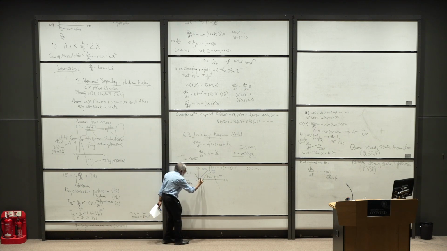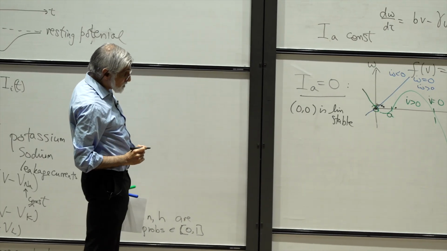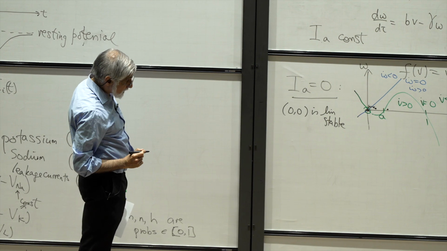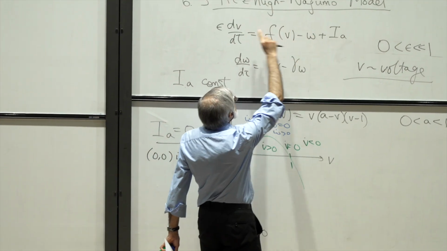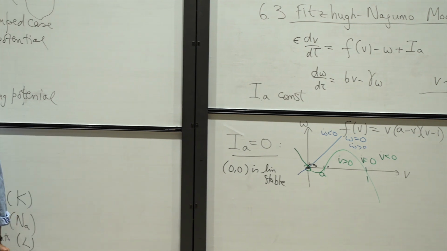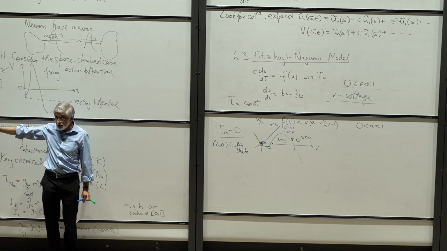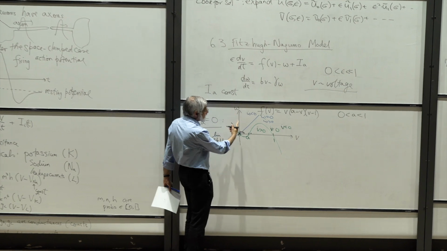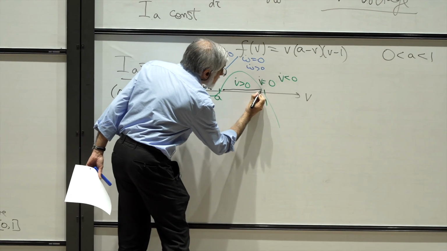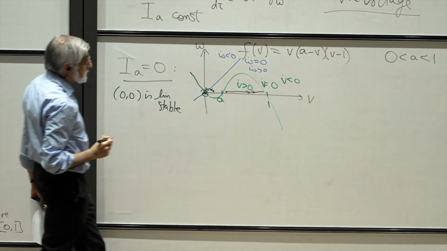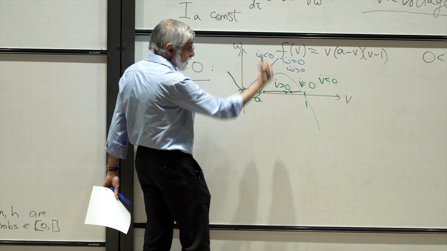What would happen if I perturb to here? Now V dot is positive, W dot is positive, but dV by d tau is positive over epsilon, it's huge. So V will change very, very quickly, and W will change just a little bit. So we'll shoot along here very fast. Then we will cross this line, the V dot equals 0 line, and have to cross that vertically.